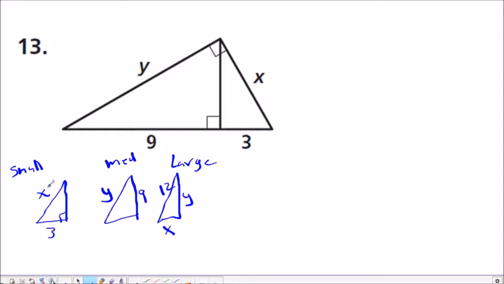So here's what I'm going to do. x is in the same spot as 12, and 3 is in the same spot as x. And so here's what I'm going to write because of that. x over 12 equals 3 over x. Okay, those are the corresponding parts. Now notice, I skipped right over the medium triangle because my goal right now is I'm trying to find x. And there's no information about x in this middle triangle, and so right now it doesn't do me any good.